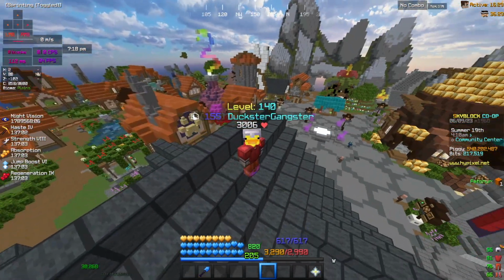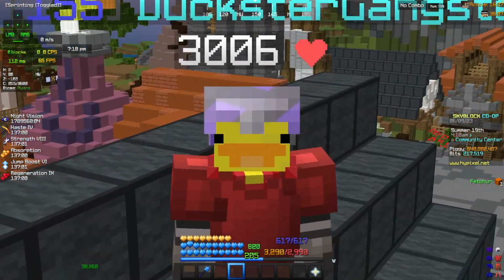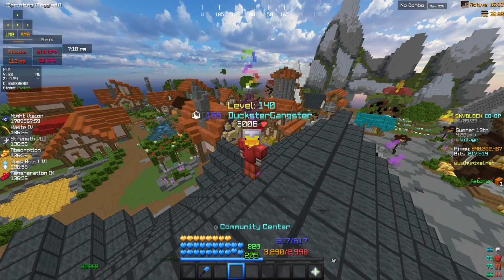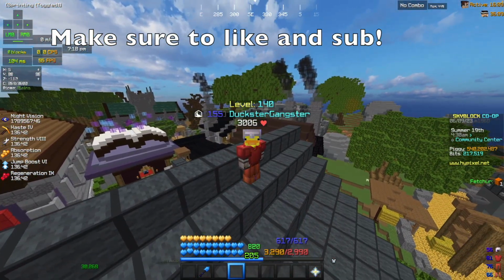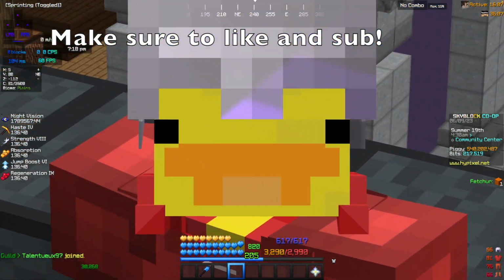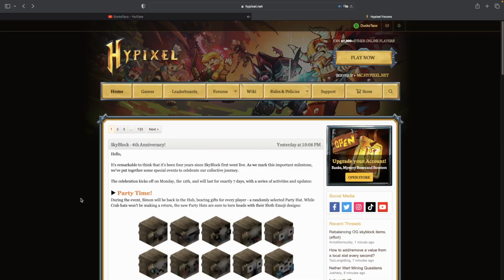And today I want to tell you why you should absolutely not invest in farming stuff right now. Now, you might be wondering why I'm saying that, right? Well, it all has to do with this one update the admins are going to roll out. And in case you guys aren't aware of what I'm talking about, it's this, Skyblock's 4th anniversary.